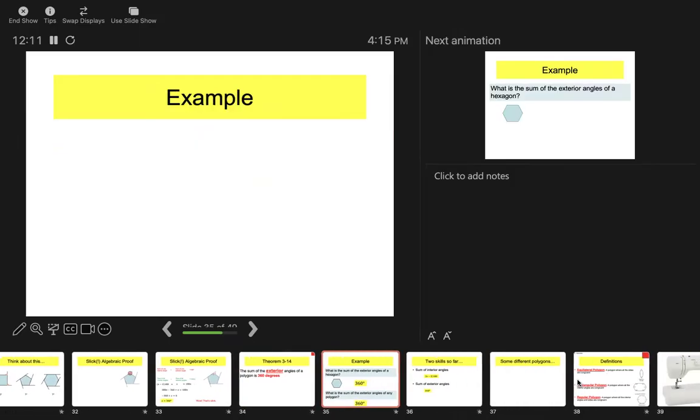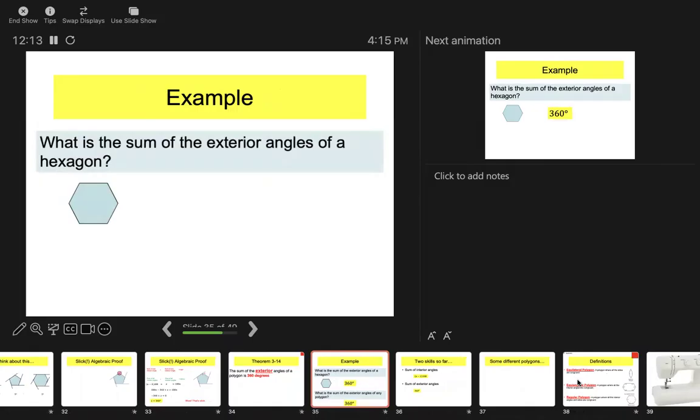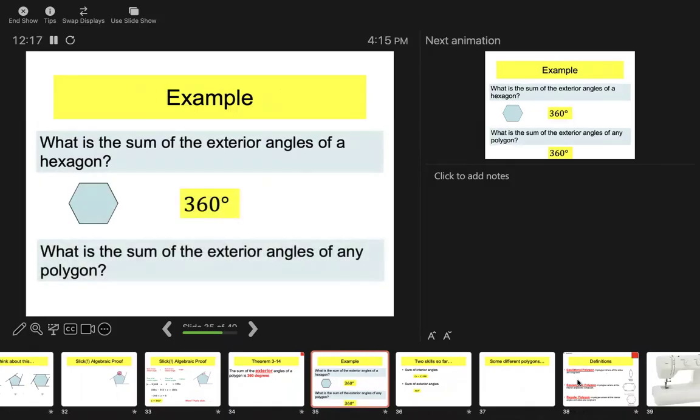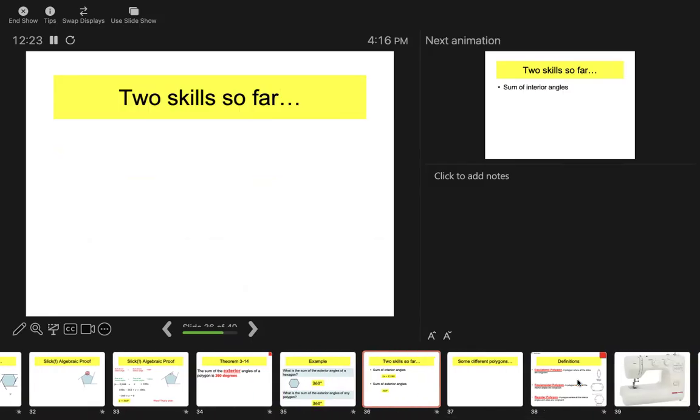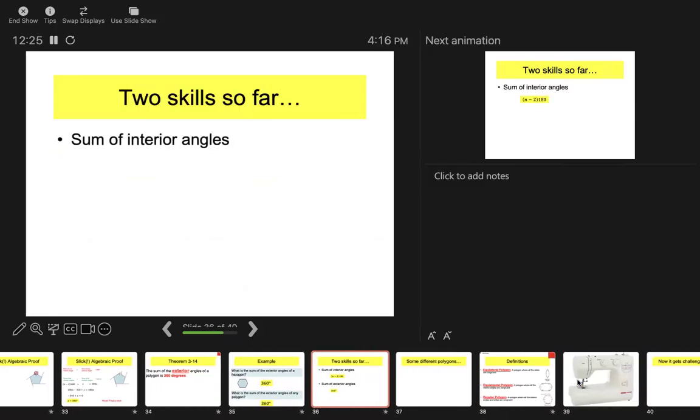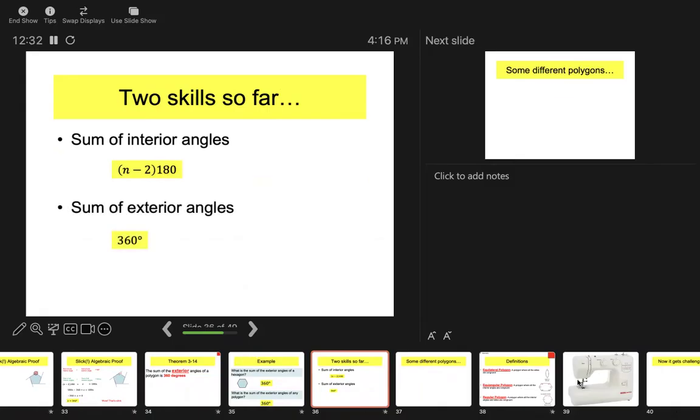Okay. Quick example. What's the sum of the exterior angles of a hexagon? Well, it's 360. There's no math. What's the sum of the exterior angles of any polygon? It's 360. Boy, that was easy. So we've done two skills so far, interior and exterior. Interior is an actual formula and represents the number of sides. And for exterior, the answer is always 360.